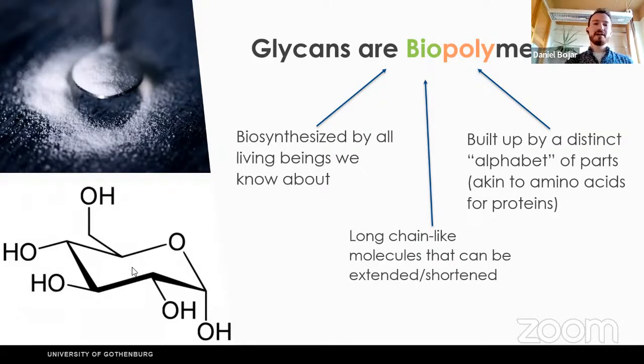On the left here, you see the actual one chemical constituent of a glycan, a so-called monosaccharide. This is more akin to the simple sugar that you put on your cake or whatever, and this is sort of the building block of these longer molecules.